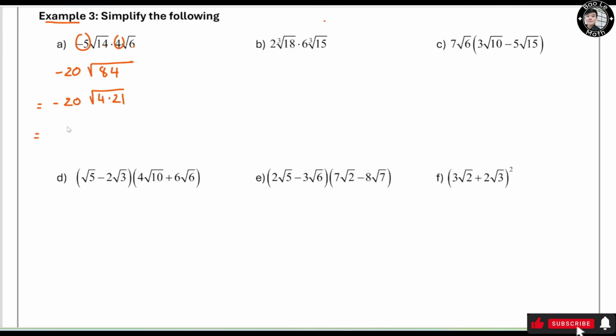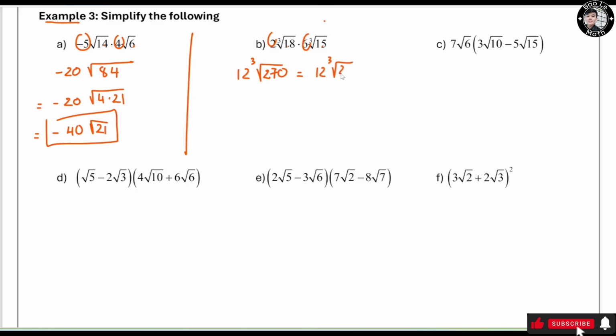So it could be 2 times negative 20 is going to be negative 40 root 21. This one is the final answer. Question B. We have 2 times 6, it could be 12. Cube root of 18 times 15 is going to be 270, right? 270 can be written as 27 times 10, right? So we have 12 cube root of 27 times cube root of 10, right? Now cube root of 27 equals 3. 3 times 12 is going to be 36 cube root of 10. This one is the final answer.